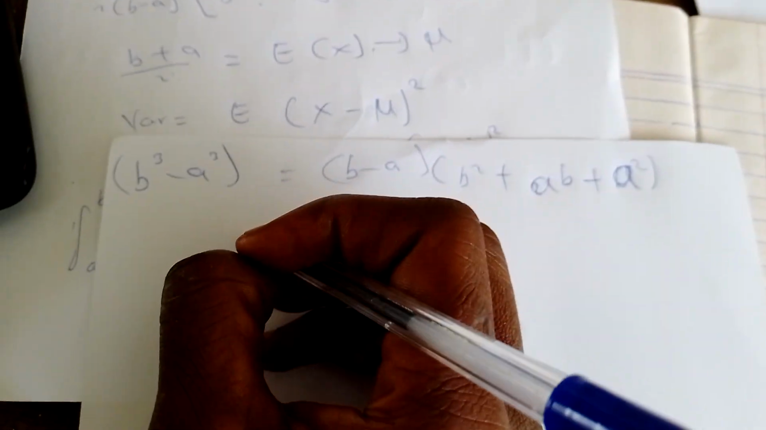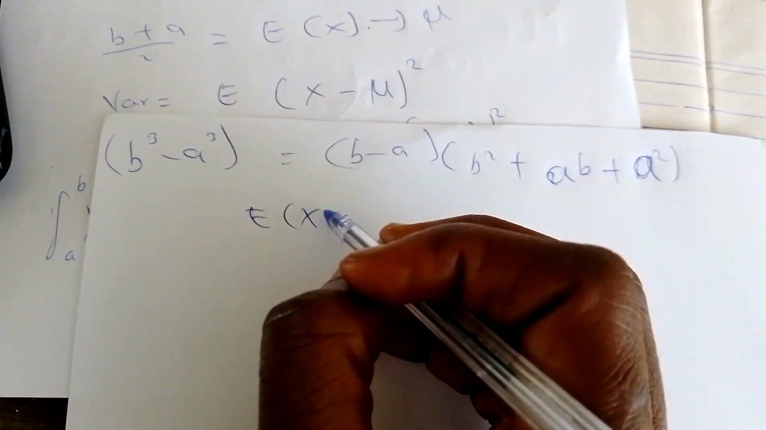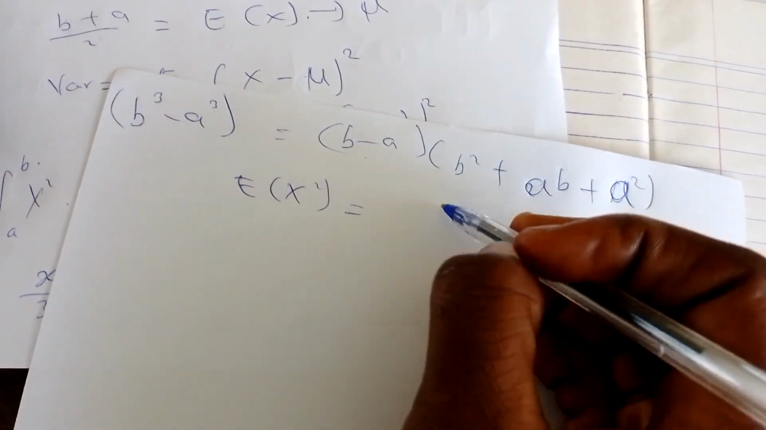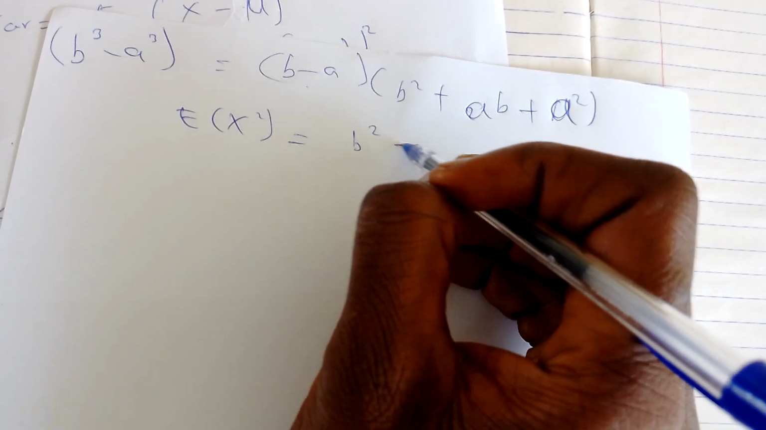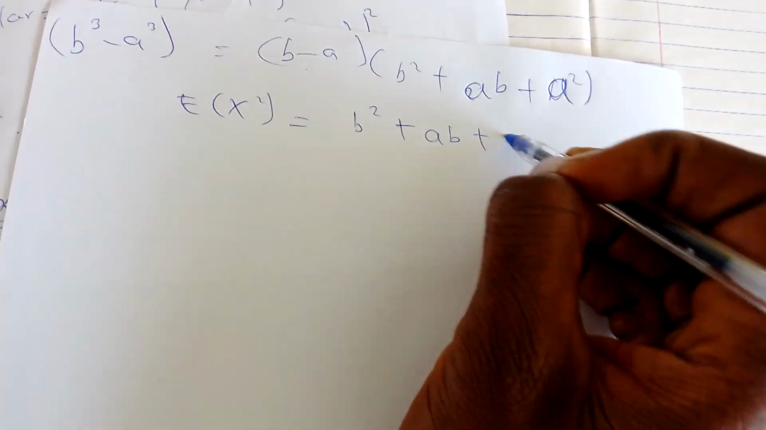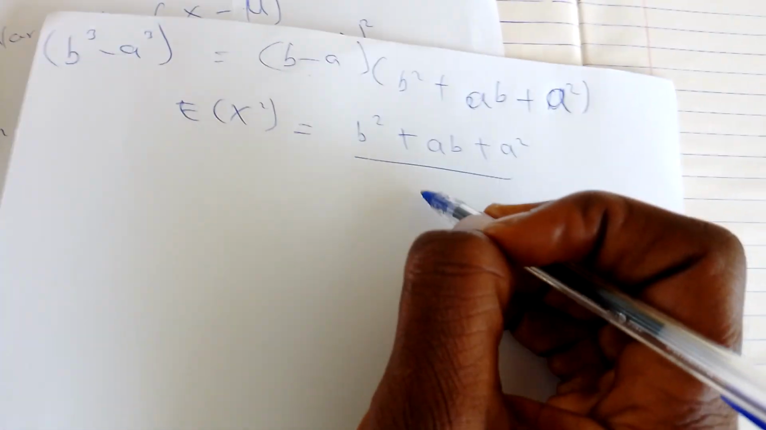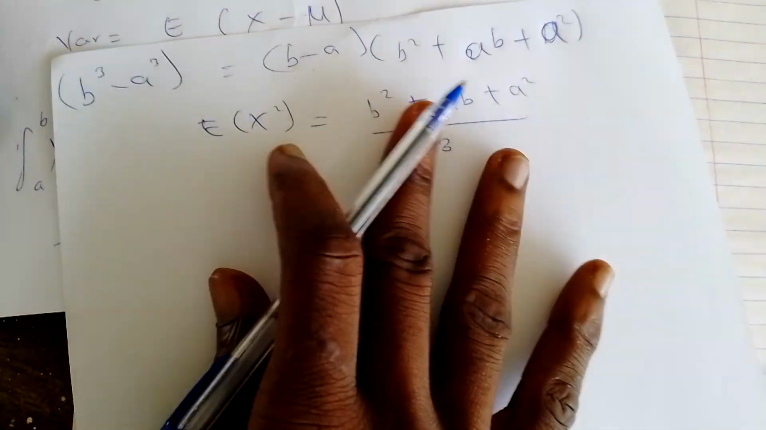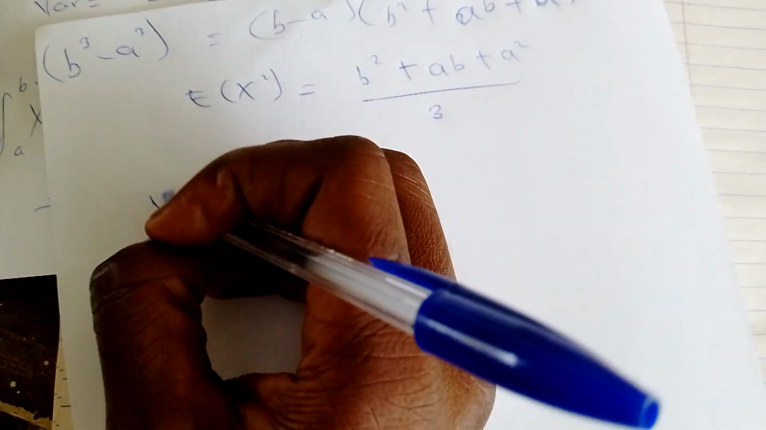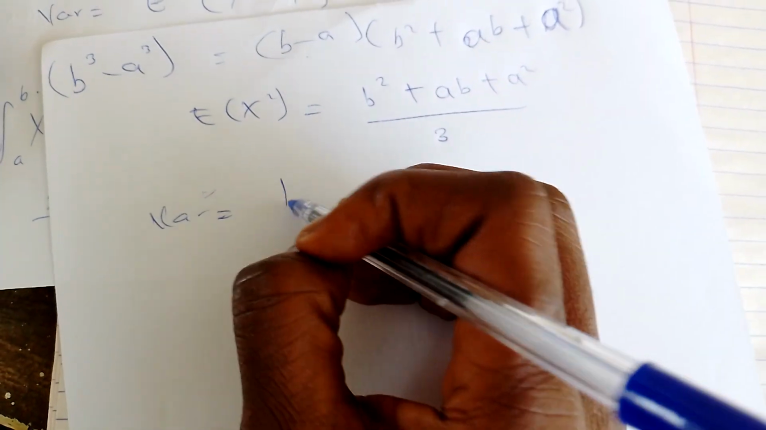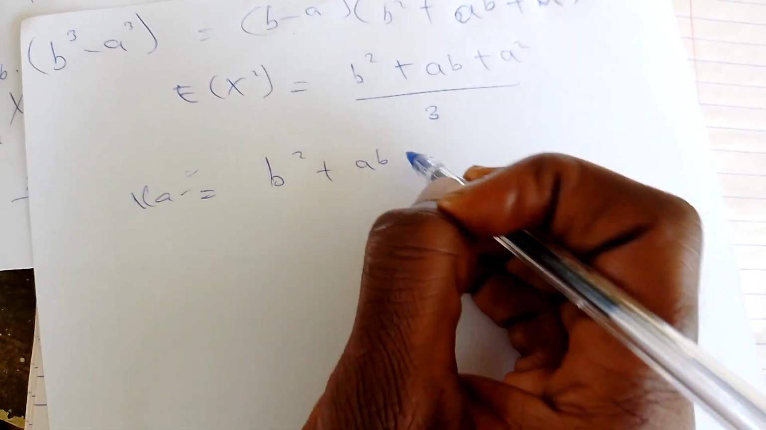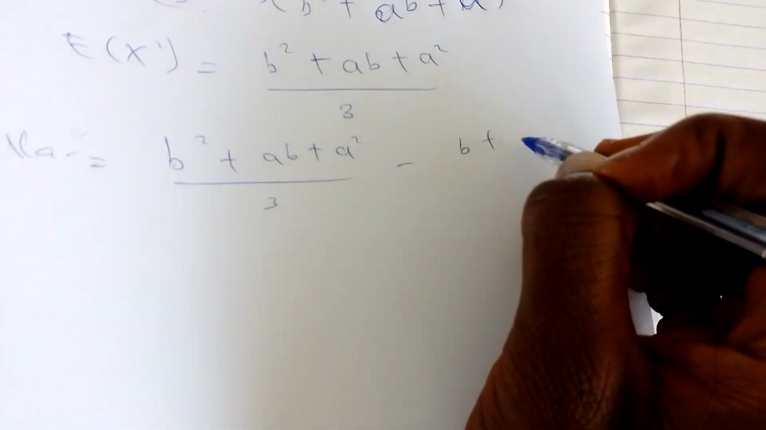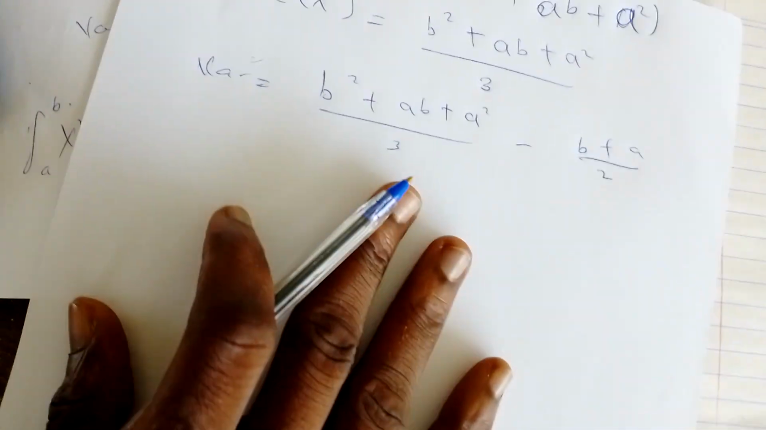And when you fit that back into your formula, you have your expectation of x squared. This one will cancel out with what's already down there. So you have b squared plus ab plus a squared all on 3, right? So this will be your expectation of x squared. Now you want to find your variance, then you can conclude that your variance is b squared plus ab plus a squared all on 3 minus b plus a on 2, right?